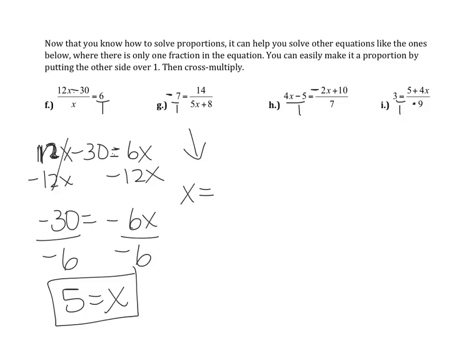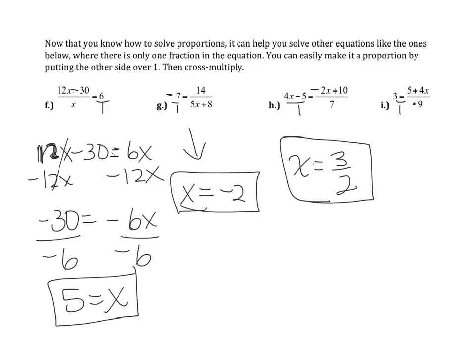So I went ahead and worked through f for you. Remember, collect first. In this case, I subtracted 12x from both sides. Then I divided both sides by -6. I got x equals 5. For the next problem, g, I get x is equal to -2. For h, I got x is equal to 3 over 2 or 1.5, however you want to say it. And then i is x equals -8.